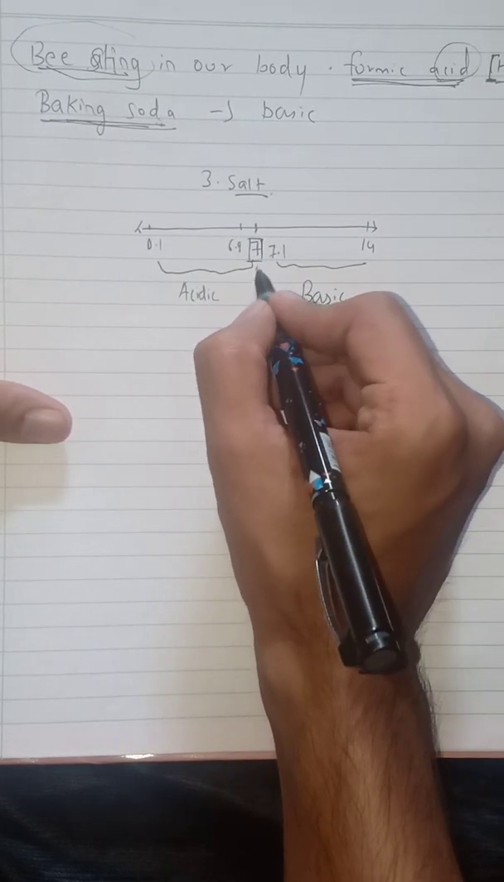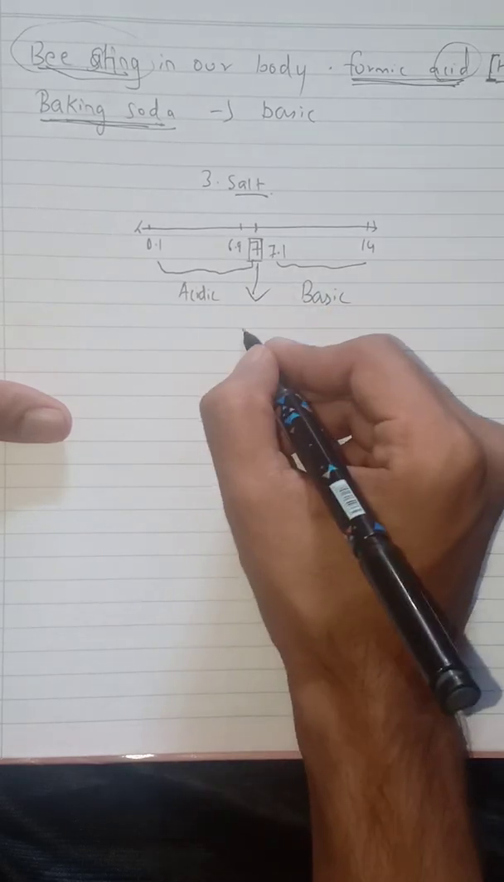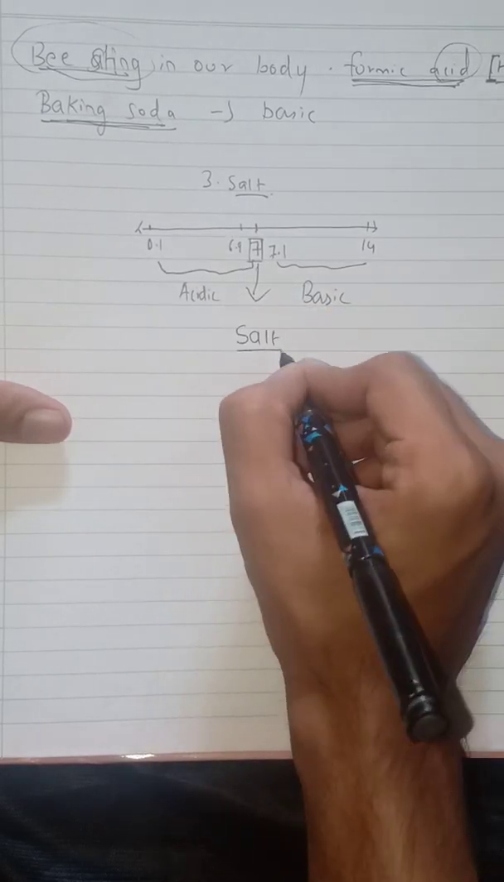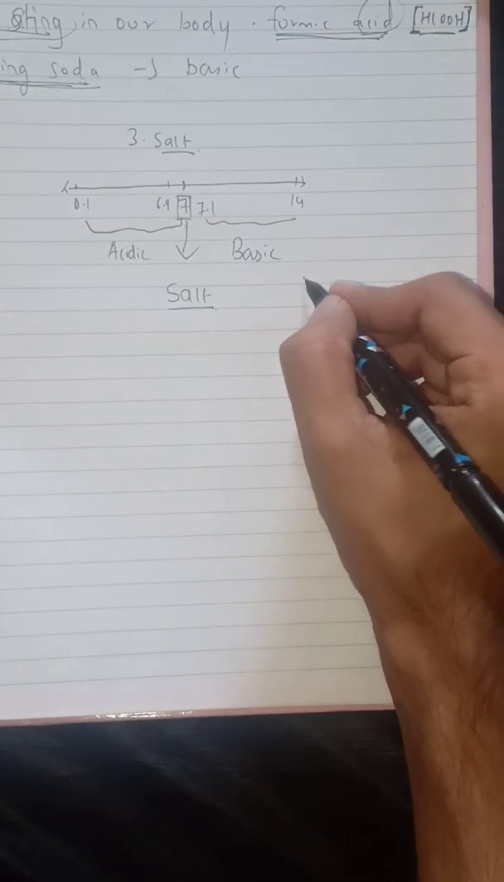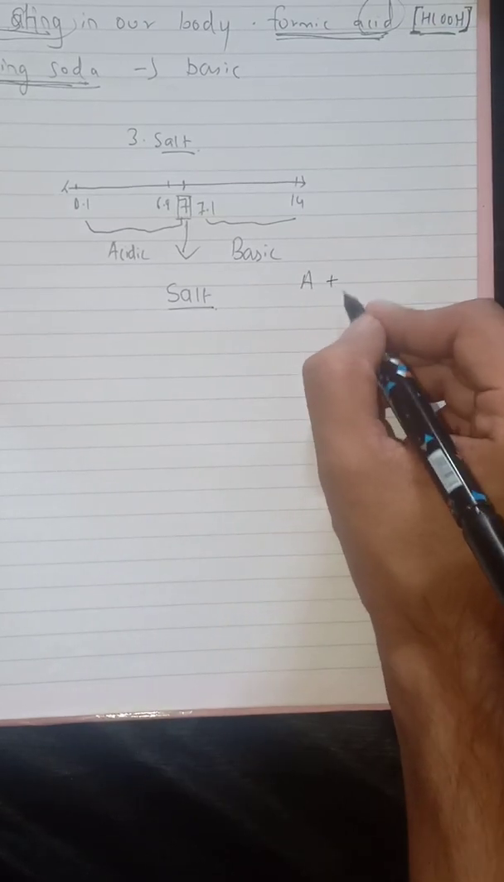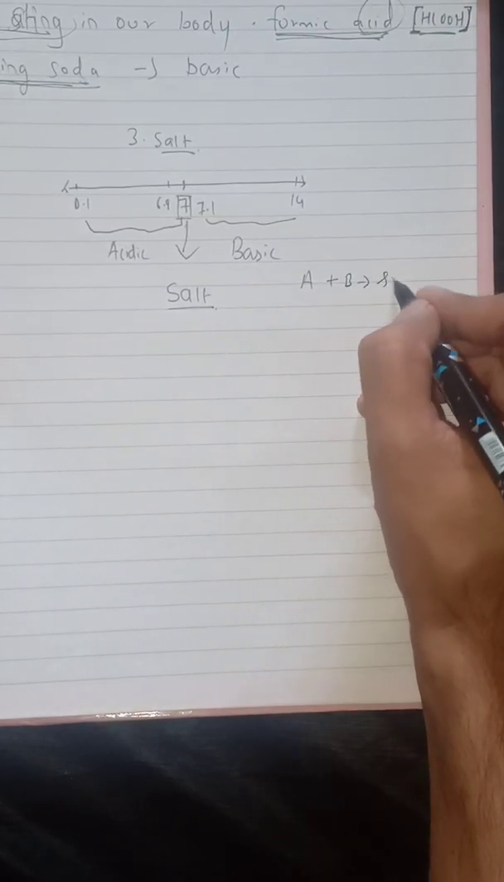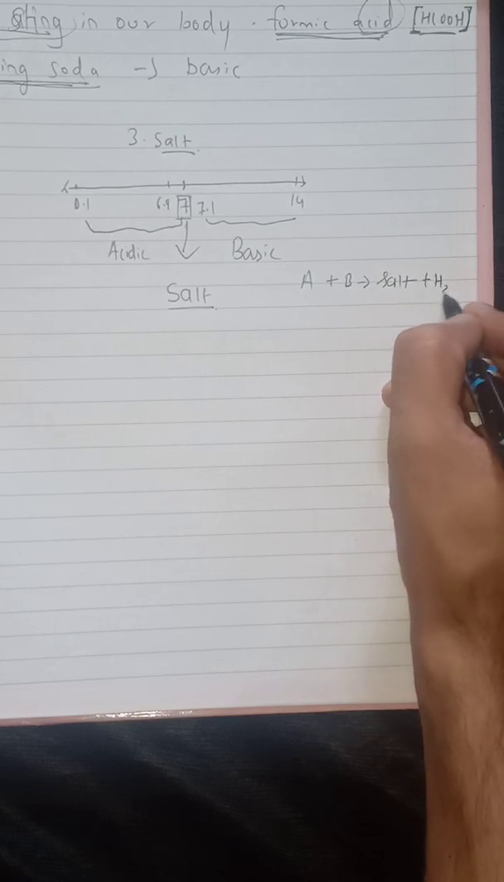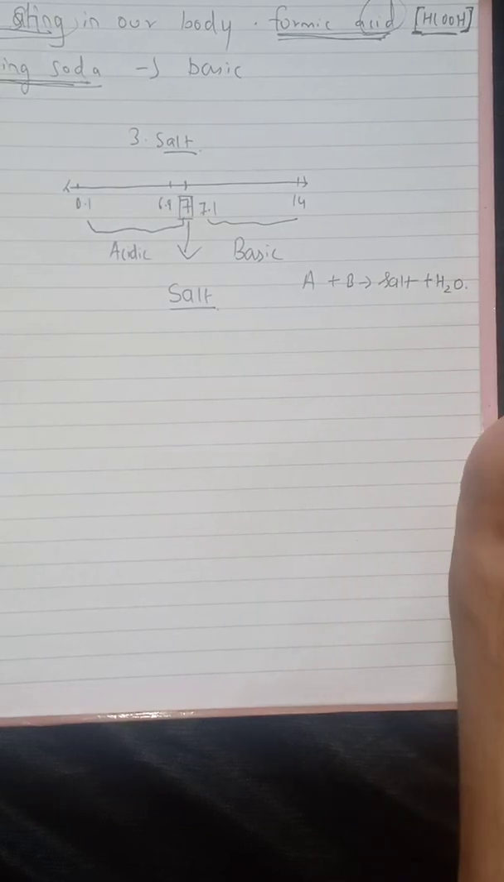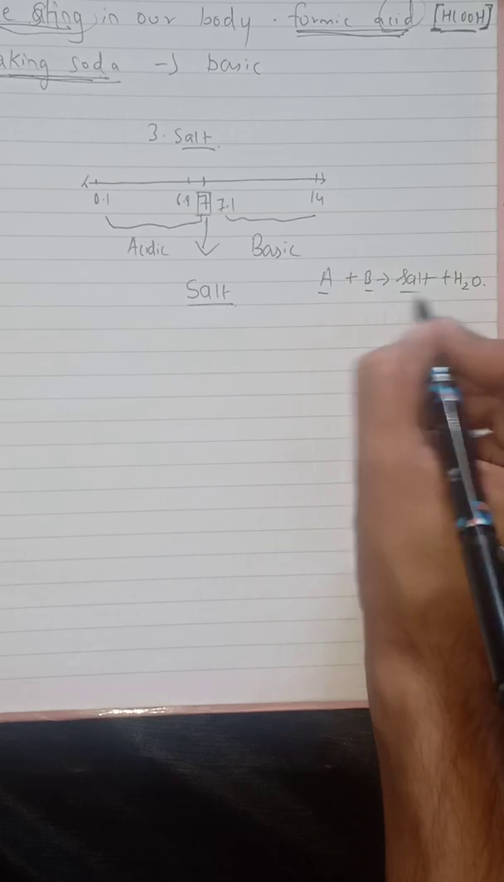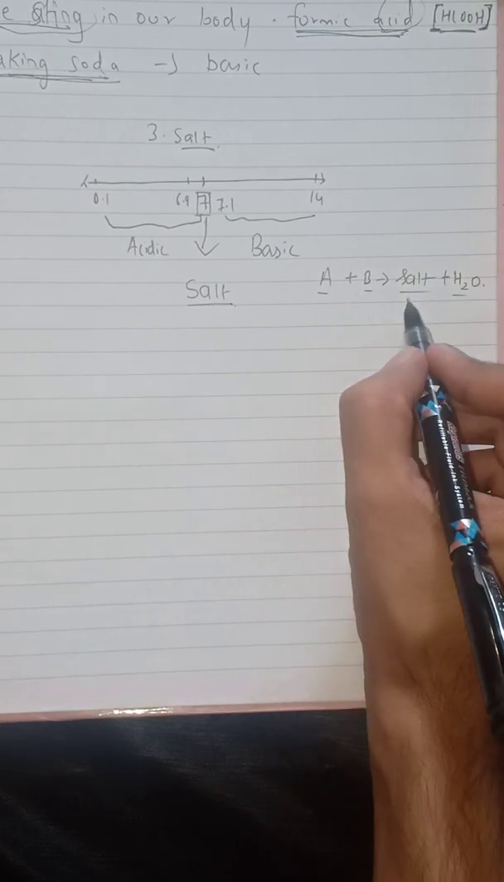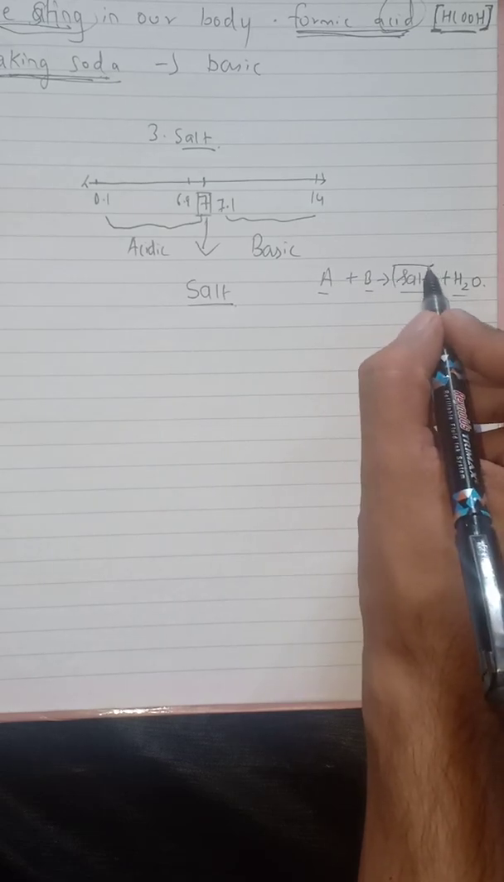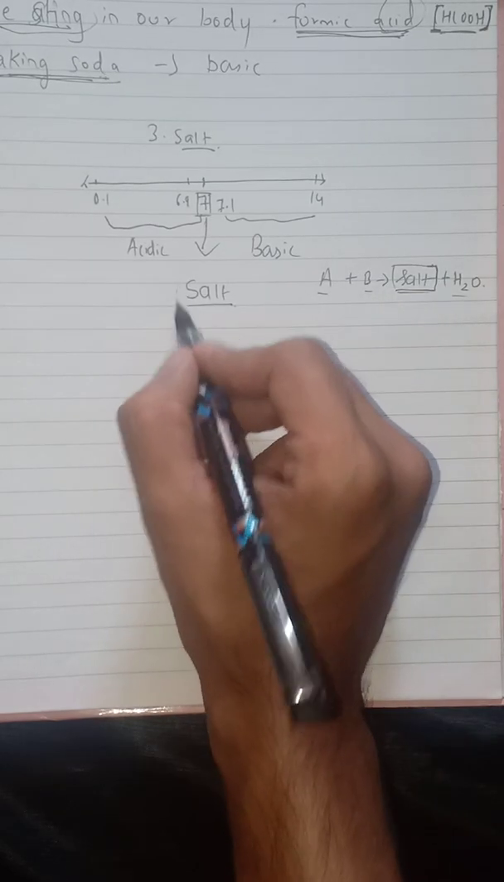But what is 7 then? 7 is neutral. What is the neutral part? Neutral is salt, because we know the reaction: when an acid reacts with a base, it gives you salt plus water. So the pH of a normal salt is usually 7.